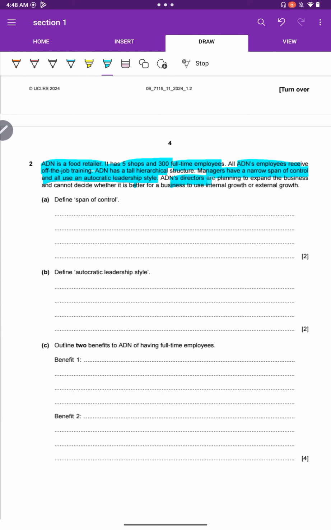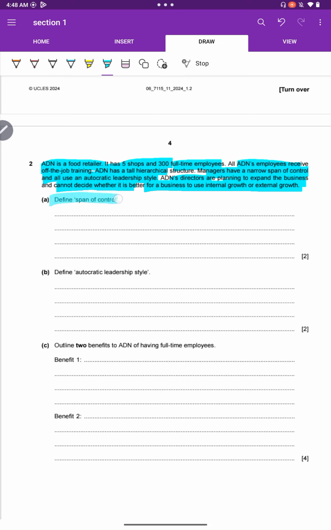A&D's directors are planning to expand the business. Okay, so this would be more critical for them. But yes, if they want to expand, because they have been using the autocratic style, it might help to expand because of course decision making power will be only in few hands. And they cannot decide whether it is better for the business to pursue internal growth or external growth.